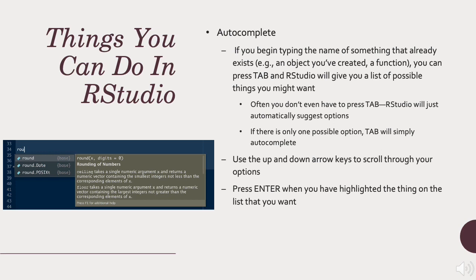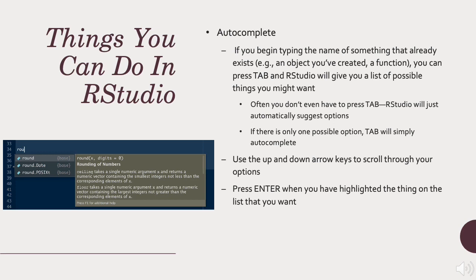Oftentimes you don't even have to press Tab. RStudio will just automatically suggest options. This depends on how your preferences are set in RStudio. Also, if there's only one possible option, Tab will simply autocomplete. So for instance, I was making all of those variables earlier called my there. If I had typed in MYV and pressed Tab, it would have just auto-completed to my there. Until I created a my there 2, my there 3, and then when I'd press Tab, it would give me all of those variables as possible options.